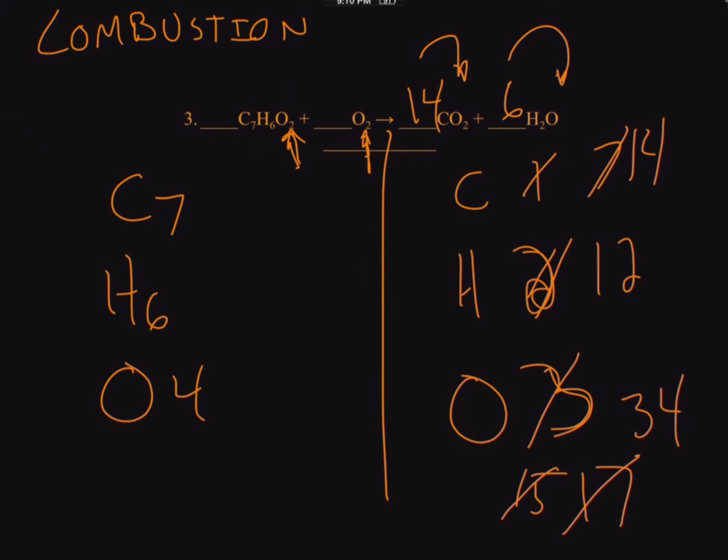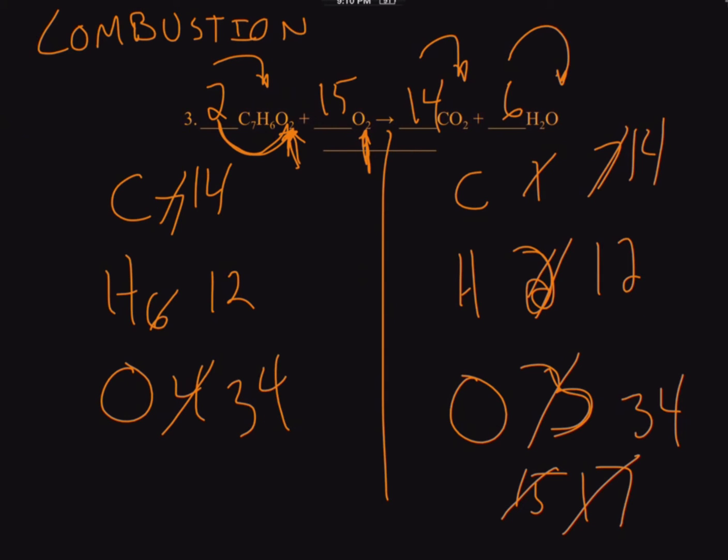Now I've got to go back to the left and fix what I've done. So I had 7 carbons on the left, so I double that, gives me 14. Doubling that also gives me 12 hydrogen, so that works out. Now I've got to add up the oxygens. So far I've got 2 times 2, which is 4, plus 2 more, which is 6. I need 34. So I've already got 4 here. So if I put a 15 in front of the oxygen, 15 times O2 would be 30, plus the 4 in the first compound. That gives me 34 oxygens.